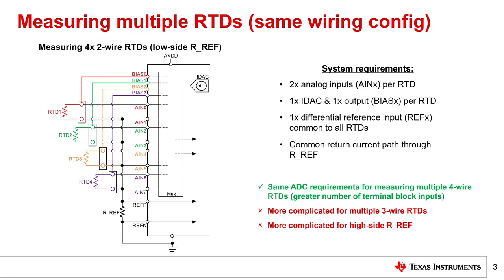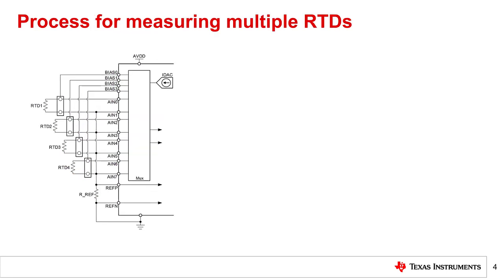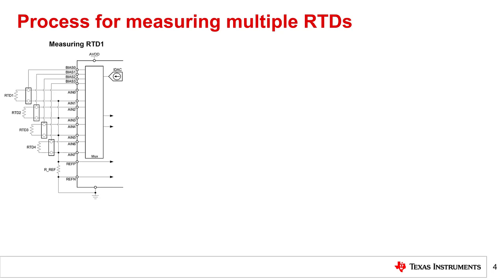Next, let's delve deeper into the process used to measure the multi-RTD system shown here. This slide steps through the measurement process for each RTD, beginning with RTD1. As shown, the IDAC current, highlighted in red, flows through RTD1, then through RREF and to ground. In terms of process steps, this requires the user to switch the ADC IDAC output to bias 0, then switch the analog multiplexer to measure between AN0 and AN1. The ADC then measures VN1, which is highlighted in blue.